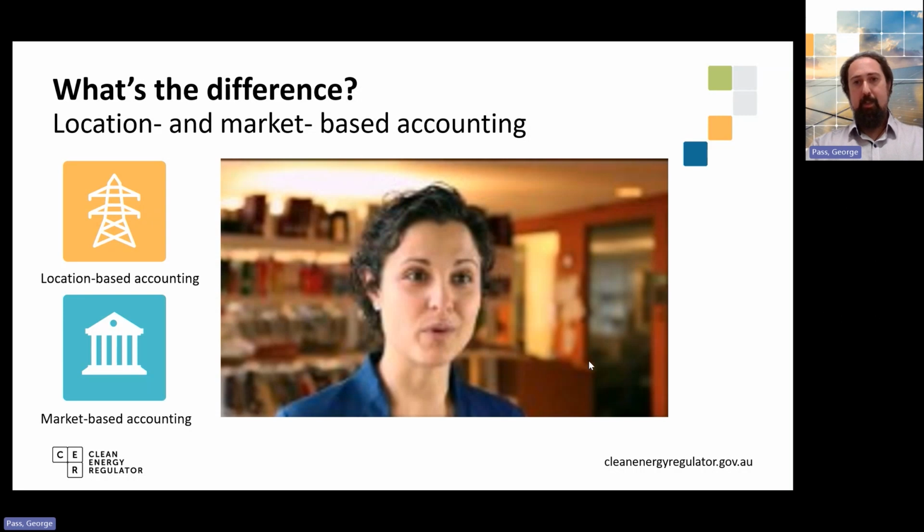Now, around a decade ago, the World Resources Institute found that many companies wanted to be able to choose where their electricity comes from when accounting for their emissions. So they included a market-based accounting approach in the corporate standard that is separate to the more traditional location-based approach to accounting for Scope 2 emissions. They published this video to explain the key difference between the two.